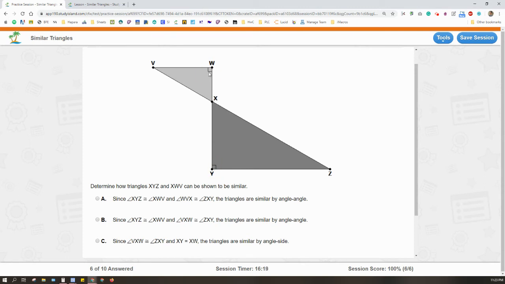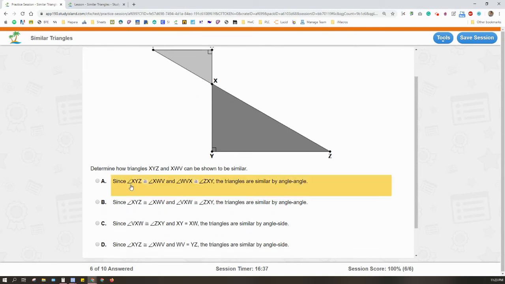That means they both have the same measure. So there are your 2 angles. You've got the angles that are vertical angles, and you've got the angles that are right angles. So which one says that these 2 vertical angles are congruent and that these 2 right angles are congruent? So these 2 triangles are similar by angle.